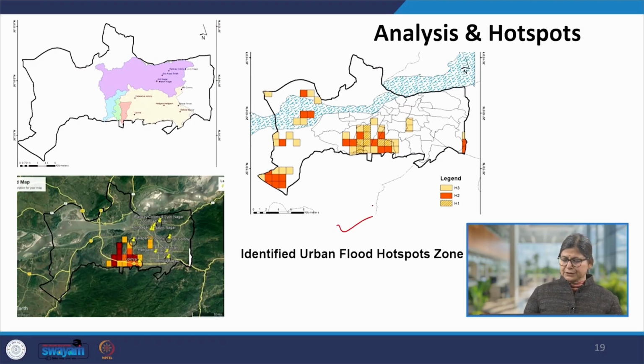this particular urban flood hotspot zones were identified through the overlaying technique, and I also discussed the conditional linkage interconnection. That logic was applied, and then this particular map was created, which actually gives us the idea of the features having more potential for urban flooding.